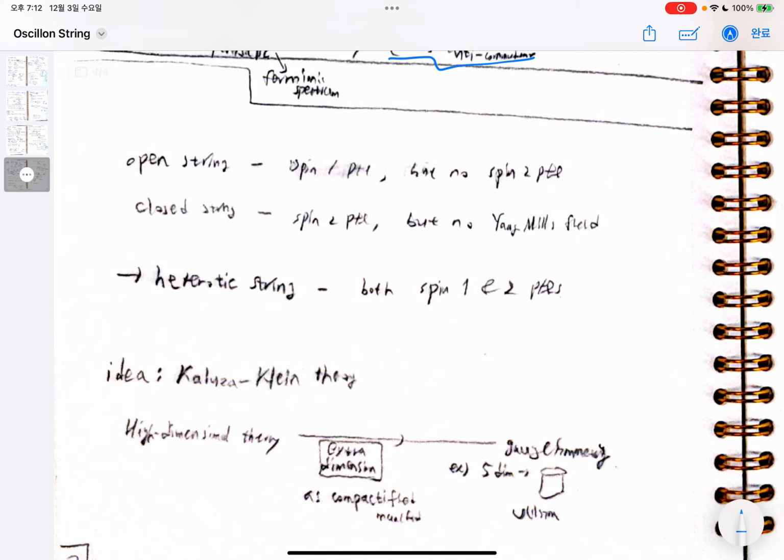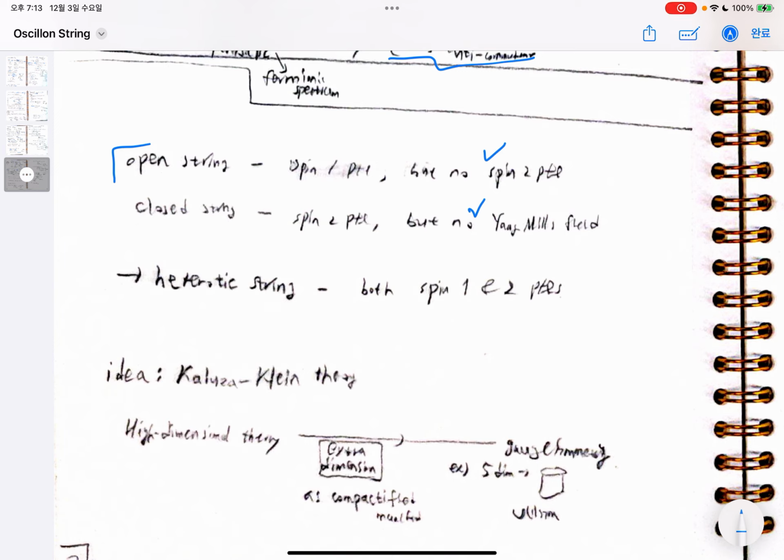So here are some remarks. The open string gives a spin 1 particle, but there is no spin 2 particle. The closed string gives a spin 2 particle, but there are no Yang-Mills fields, no gauge bosons associated with non-abelian gauge theory. But the heterotic string has both spin 1 and spin 2 particles.